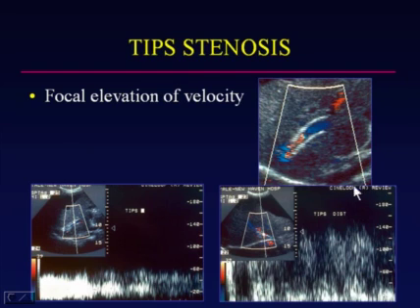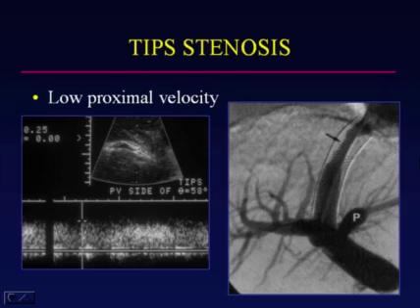So where you see this color aliasing, that's where you should look for the increased velocity, and you should place your sample gate there to assess velocity. You note that in the proximal portion of the TIPS, velocity is low, under 60 centimeters per second, and where the color aliasing occurs, it's very high, 140. So there's a substantial increase in velocity indicating a stenosis of the TIPS, which you can see on the color Doppler image as well.